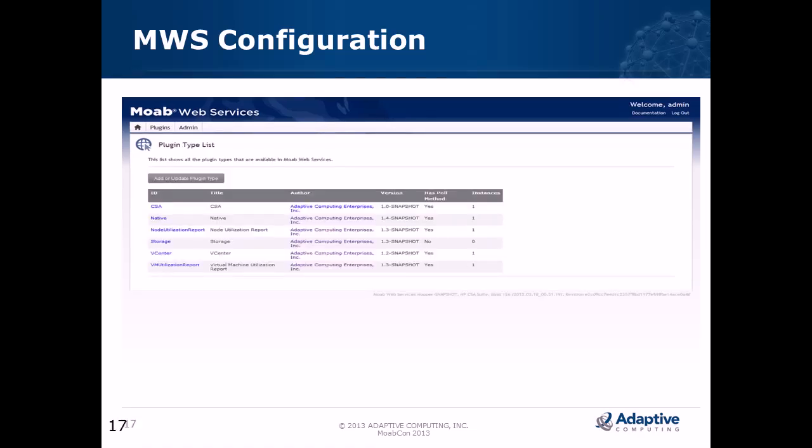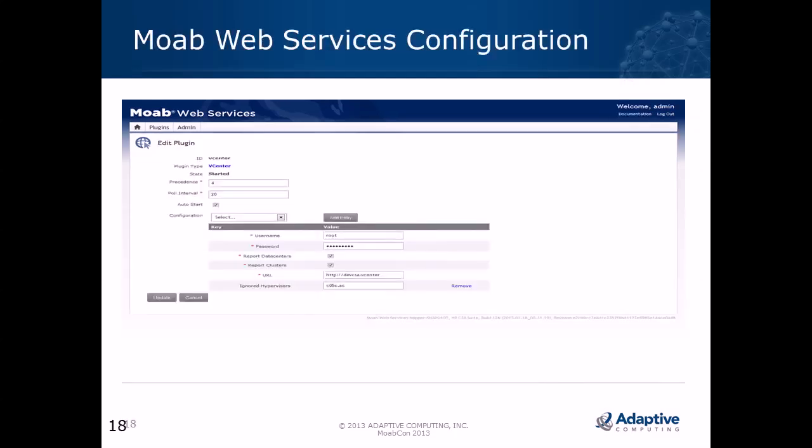Again, here you're listing the different types of plugins that have been compiled, from this screenshot. Here you can see that we've compiled a CSA plugin as well, for those of you looking into cloud service automation. You've got your native plugins, storage plugins, vCenter plugins, all these kinds of things. They're very easy to compile and very easy to implement as well.